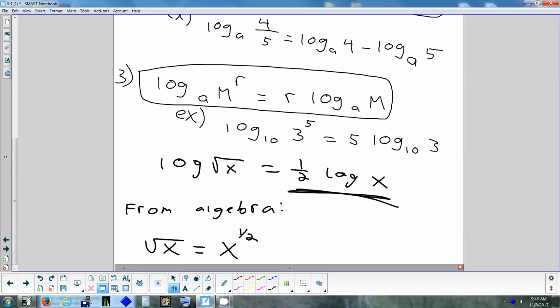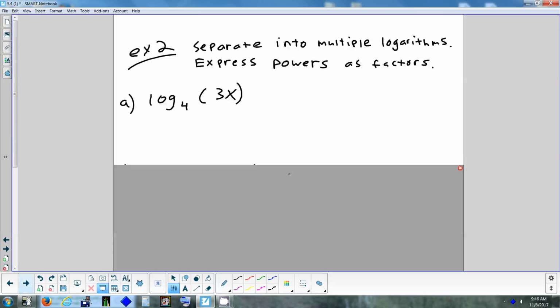And the way the directions would be worded for that is it would say express powers as factors. Okay? Even hidden powers, like square roots, so that's a power. It's a hidden power. You have to put it in front. That's what a factor is, in front.